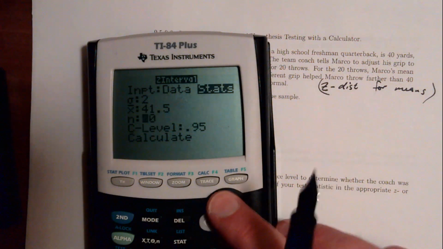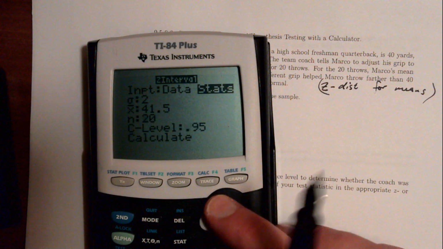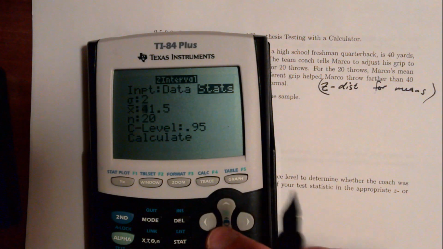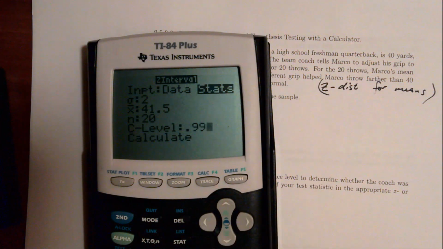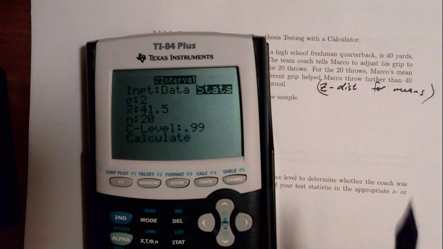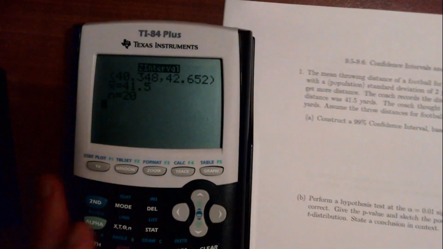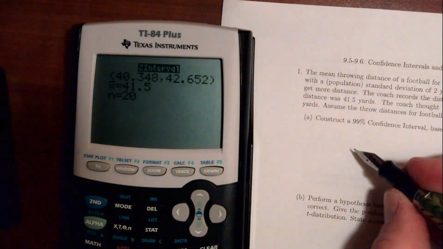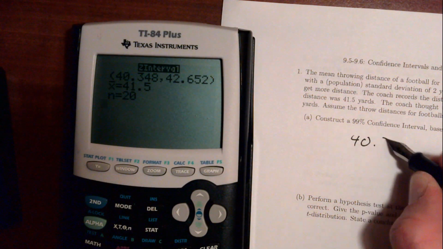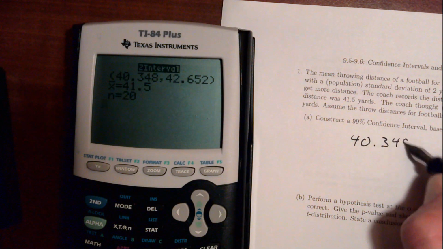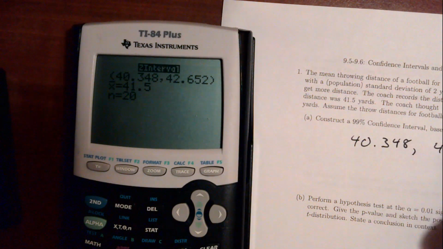We got all of our sample things in here, along with the population standard deviation. And then we just set our confidence level as the problem dictates. By default, a confidence level of 95 would be standard, but here it says specifically 99%. So we will obey that. And then we just calculate. And here we just have the answer right there. So it's 40.348 on the low end, 42.652 on the higher end.